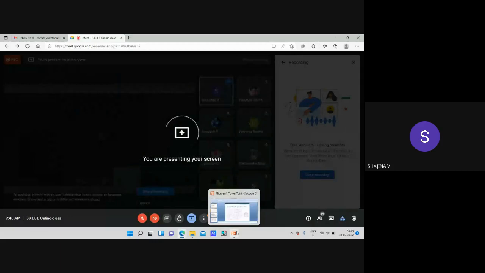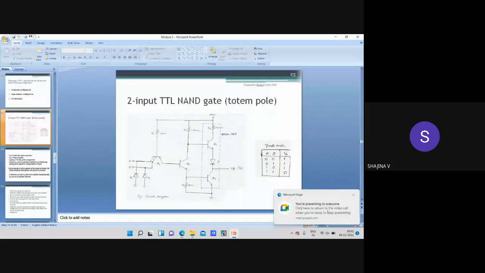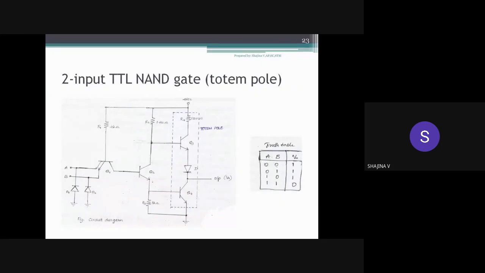So TTL logic, 2-input NAND gate. 2-input NAND gate in totem pole configuration. And so we already said there are 3 configurations for the output: totem pole, open collector, and tri-state logic. Okay. So the first one, totem pole configuration, 2-input TTL NAND gate in totem pole configuration.